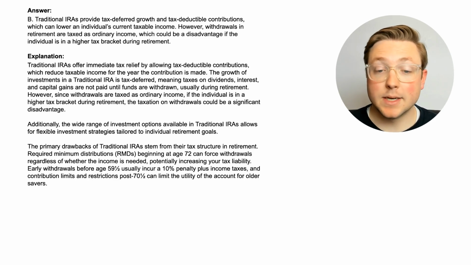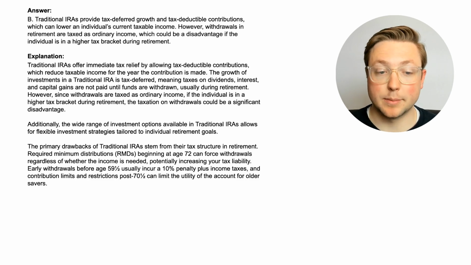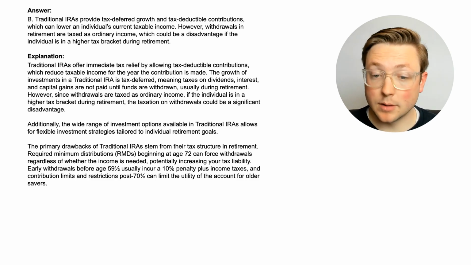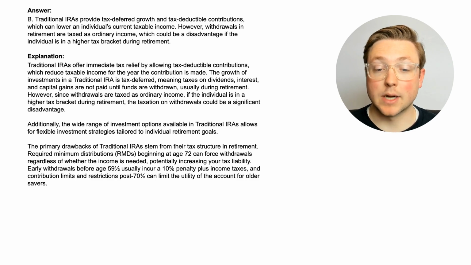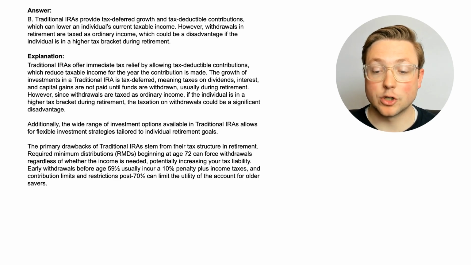Traditional IRAs offer immediate tax relief by allowing tax-deductible contributions, which reduce taxable income for the year the contribution is made. The growth of investments in a traditional IRA is tax-deferred, meaning you pay taxes later, meaning taxes on dividends, interest, and capital gains are not paid until funds are withdrawn, usually during retirement. However, since withdrawals are taxed as ordinary income, if the individual is in a higher tax bracket during retirement, the taxation on withdrawals could be a significant disadvantage. Another advantage is that the wide range of investment options available in traditional IRAs allows for flexible investment strategies tailored to individual retirement goals. However, the primary drawbacks of traditional IRAs stem from their tax structure in retirement.